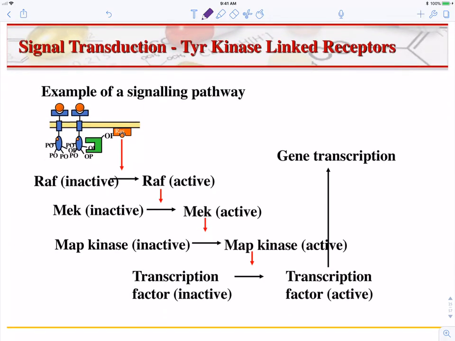So what happens exactly? Activation of RAS activates all these proteins by phosphorylation, typically, and in the end, that results in gene transcription. And so these kinds of receptors are used to mediate cellular growth, both in physiological and in pathological conditions.